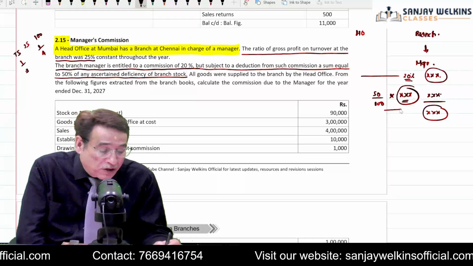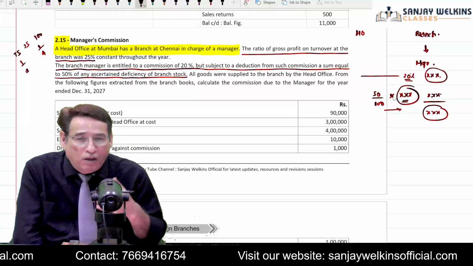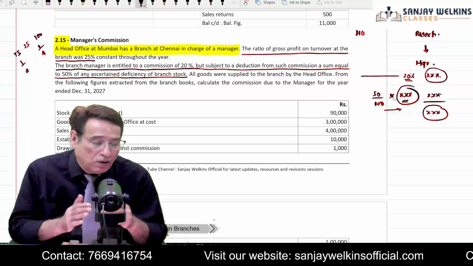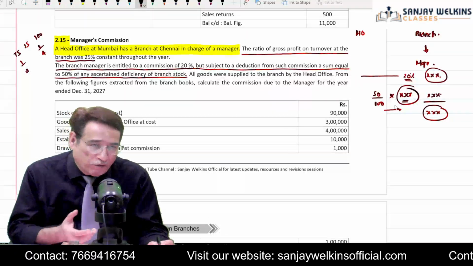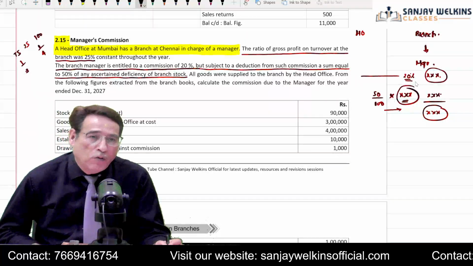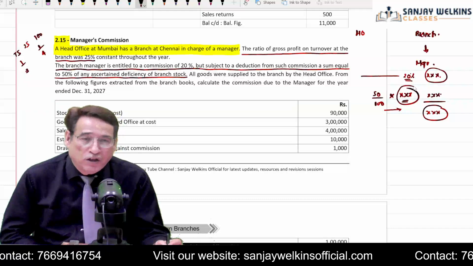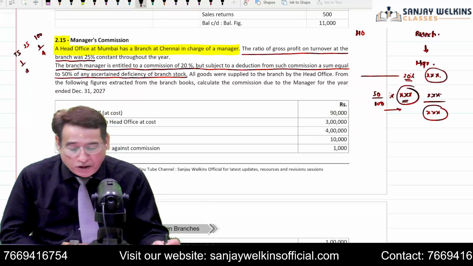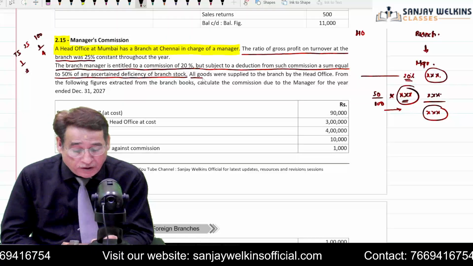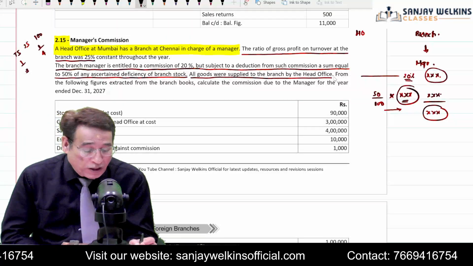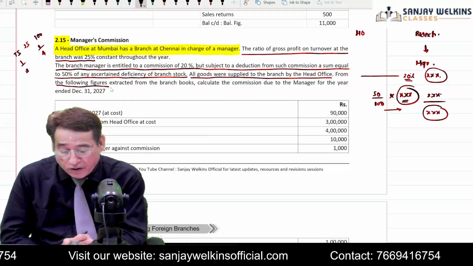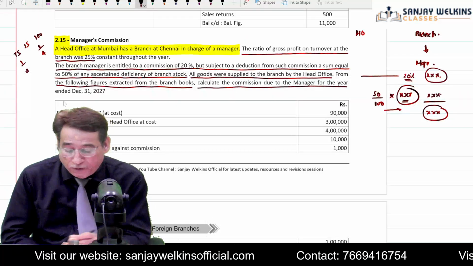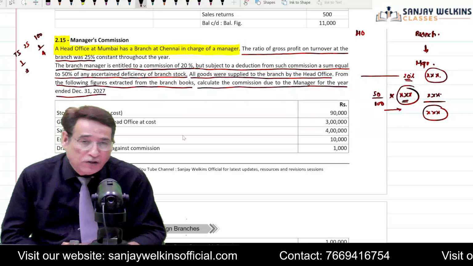Generally, this condition is attached so that the branch manager takes some steps so that there is no spoilage or deficiency, to motivate him to work with greater care and caution. We generally put up such a condition before the branch manager. Further, all goods are supplied to the branch by the head office, and from the following figures extracted from the branch books, calculate the commission due to the manager for the year ended 31st December 2027.